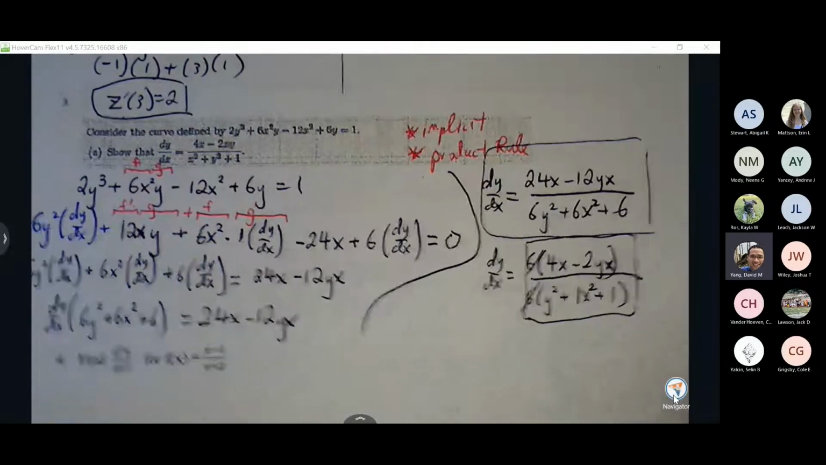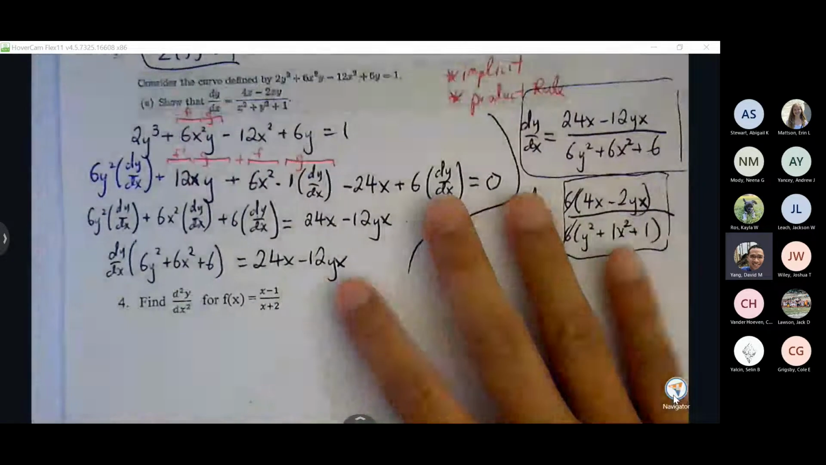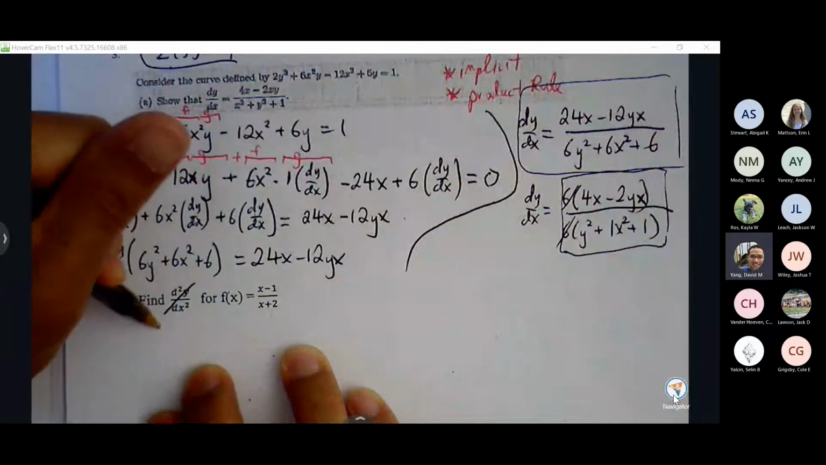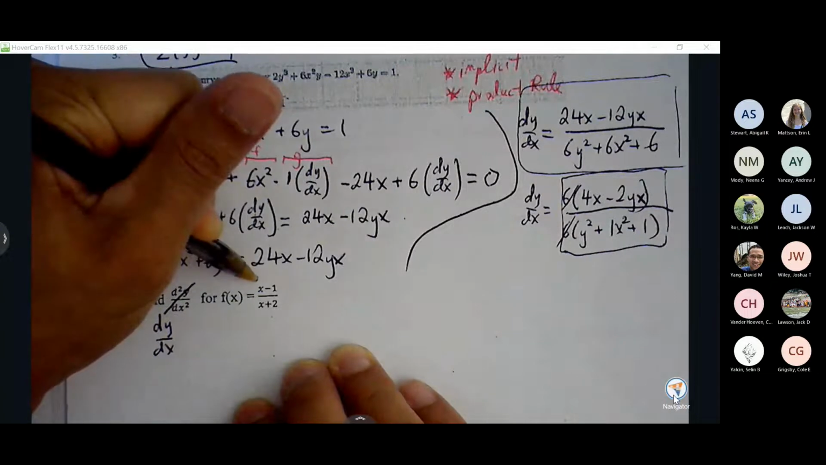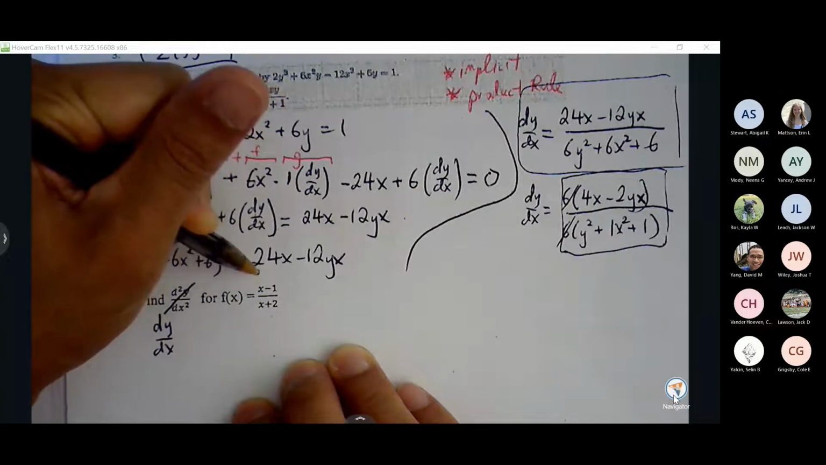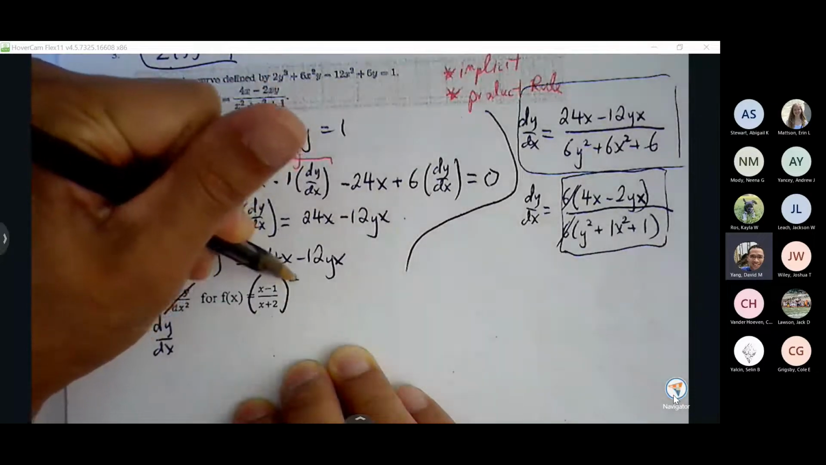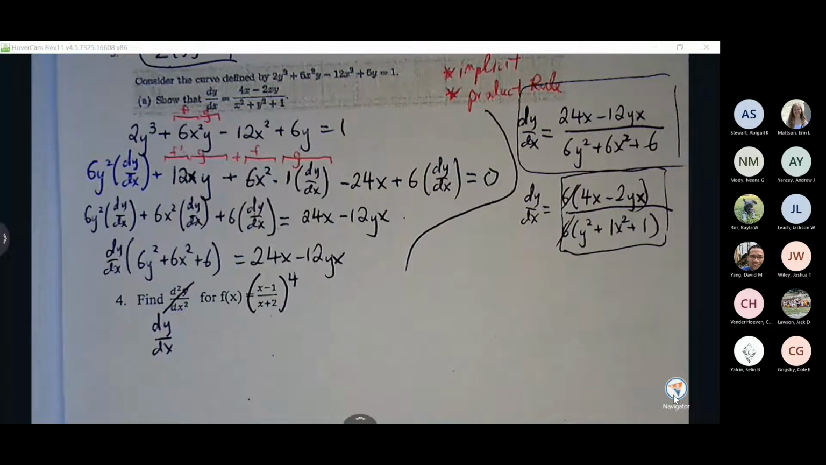Number 4, let me change this problem a bit. It says find the second derivative. So it's going to have us find the first derivative, but I'm going to change this up a little bit. So if we can change this here, we're just going to find dy dx. Let me change this to be raised to the 4th power.